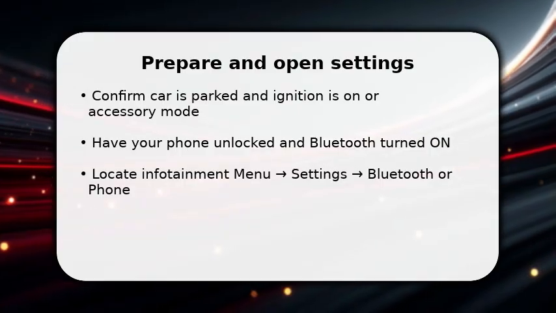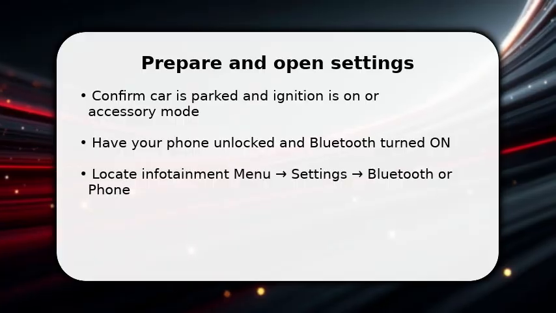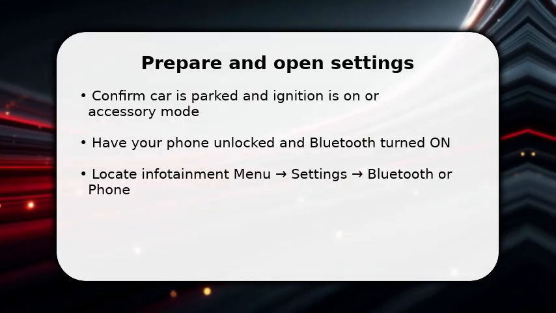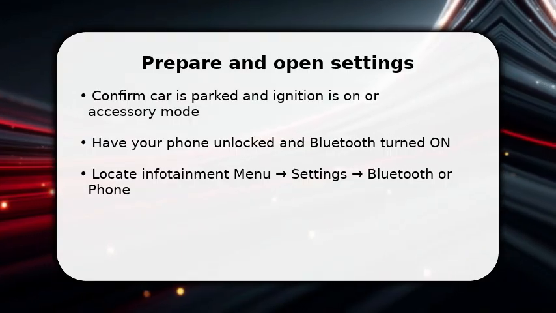You start by getting into the car and powering the infotainment system. Make sure the vehicle is parked. Once done, unlock your phone and enable Bluetooth so the head unit can detect it.